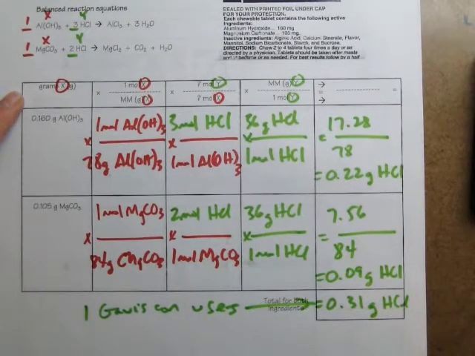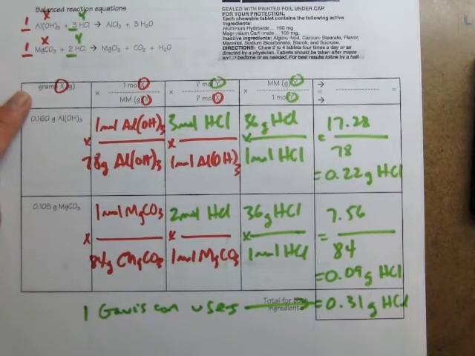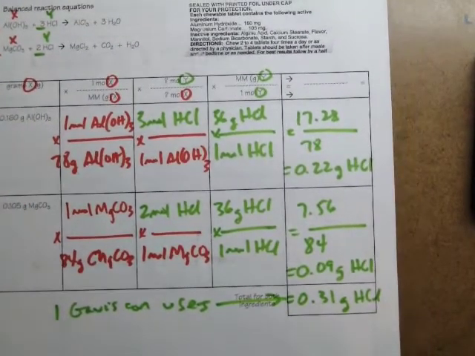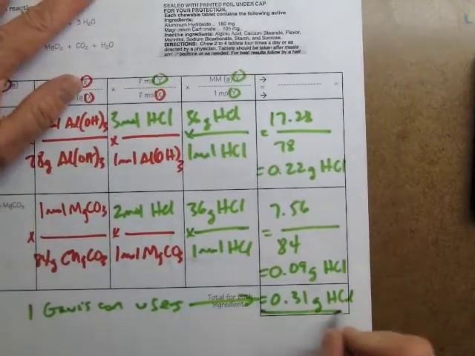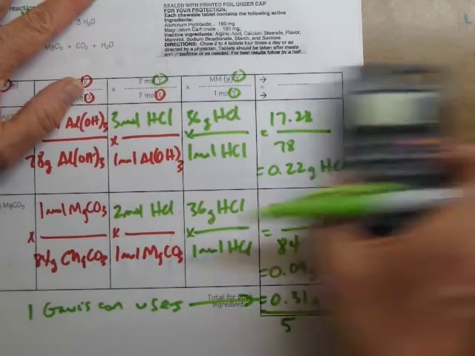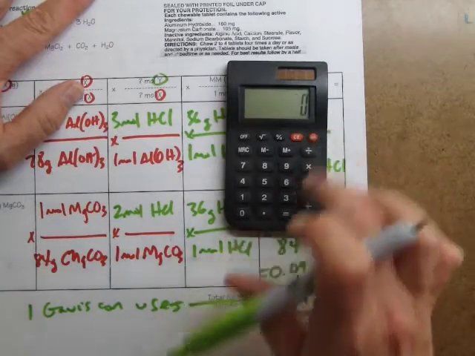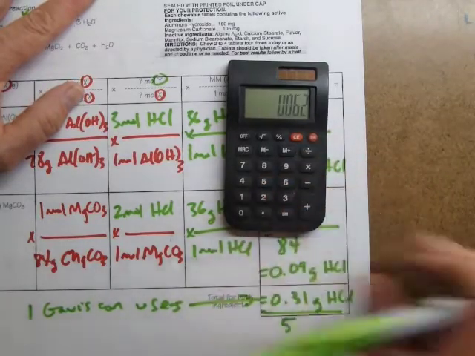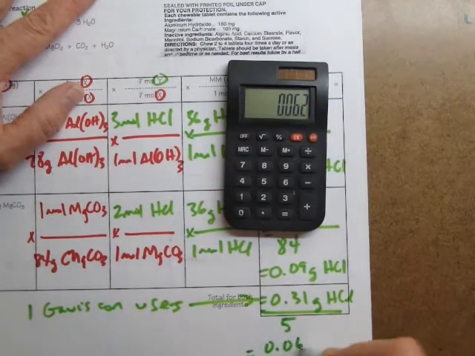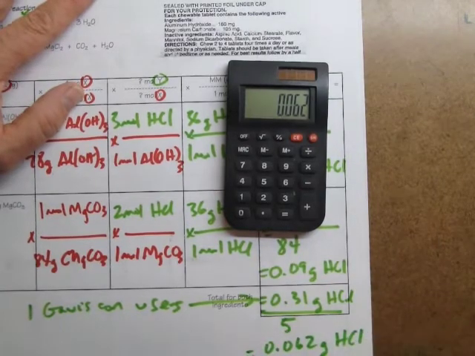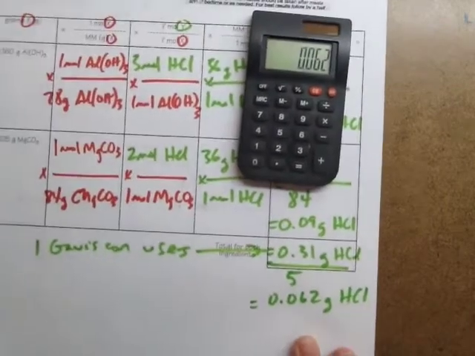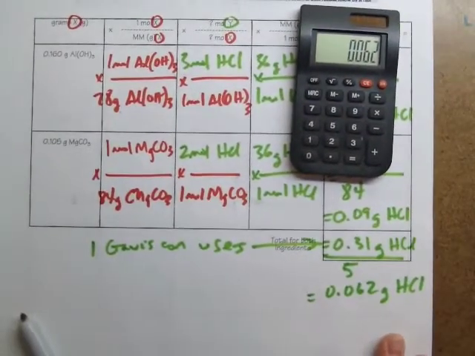But again, in our analysis, we're not going to analyze an entire Gaviscon. 1 Gaviscon tablet is going to be dissolved in 100 milliliters of stomach acid, but we're only going to take 20 of those milliliters, so 1/5 of a Tums, or 1/5 of a Gaviscon will be present in the sample. So we'll divide that by 5, and we'll see how much should be used up in the sample that we're testing. 0.31 divided by 5, 0.062 grams of hydrochloric acid. So that's how much we expect to be used up by 1 Gaviscon tablet.